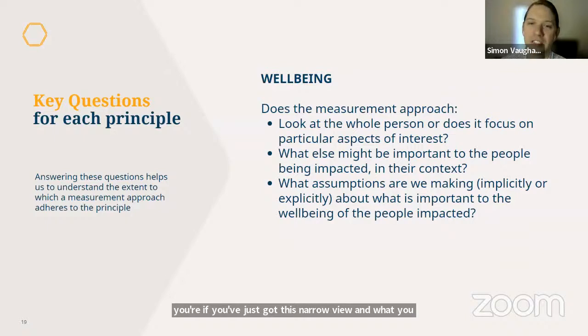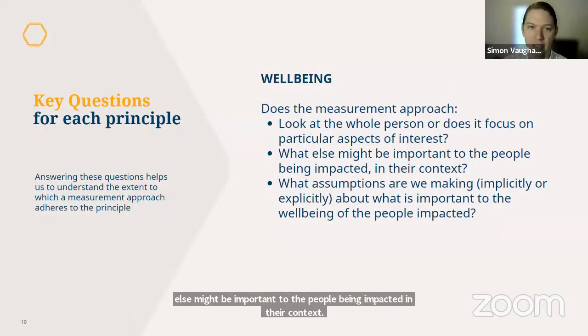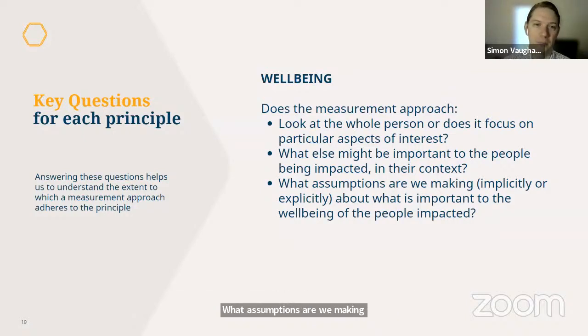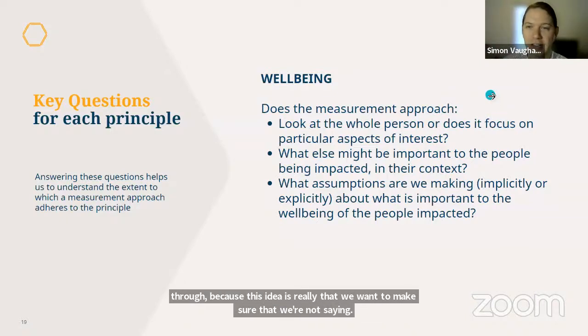And so we ask questions like: does the measurement approach look at the whole person, or does it focus on a particular aspect of interest? What else might be important to the people being impacted in their context? What assumptions are we making, implicitly or explicitly, about what is important to the well-being of the people impacted? This one is going to come up a lot as we go through, because the idea is really that we want to make sure that we're not assuming what is important to people. We're finding out from them.